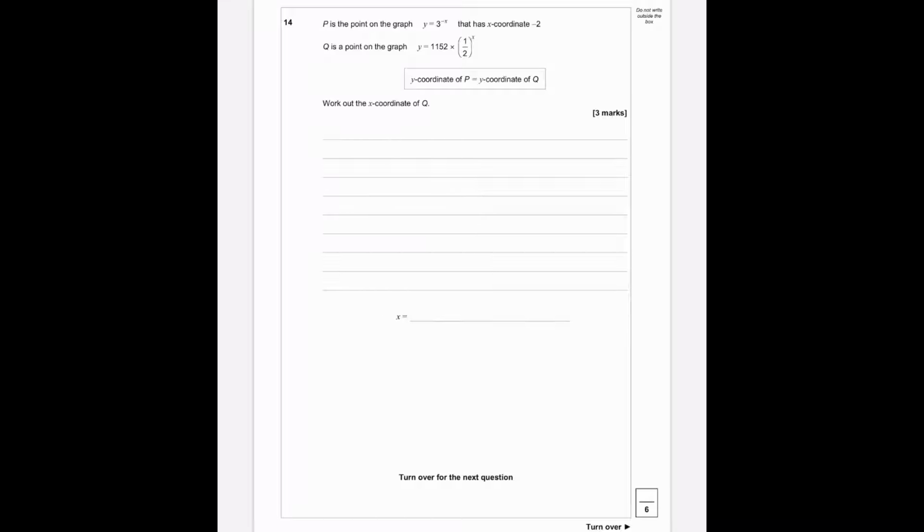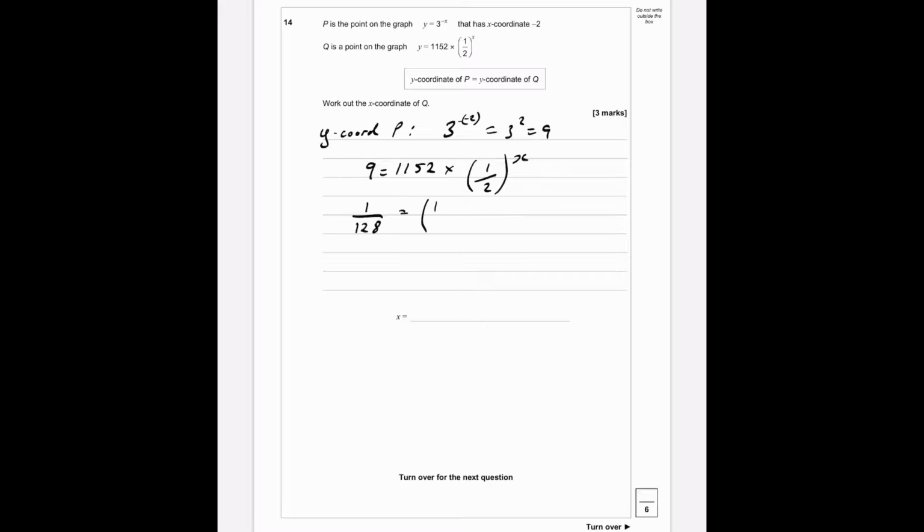Question 14, so the y-coordinate of P, let's work that out by putting negative 2 into the graph y equals 3 to the minus x. So it's 3 to the power of minus 2, or if you prefer just 3 squared, which is 9. Then equating that in the second equation, where Q is, we get that 9 would be equal to 1152 times a half to the power of x. Divide both sides by 1152, it simplifies to 1 over 128.